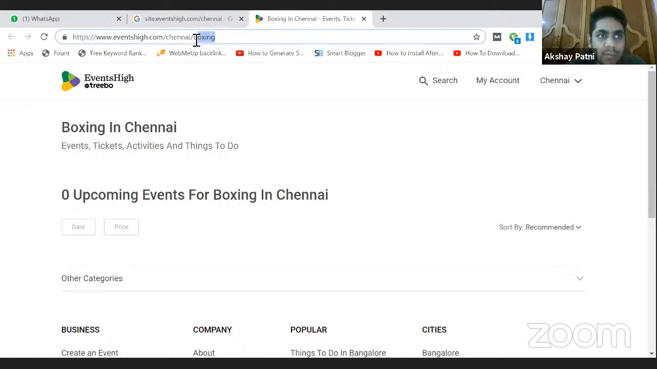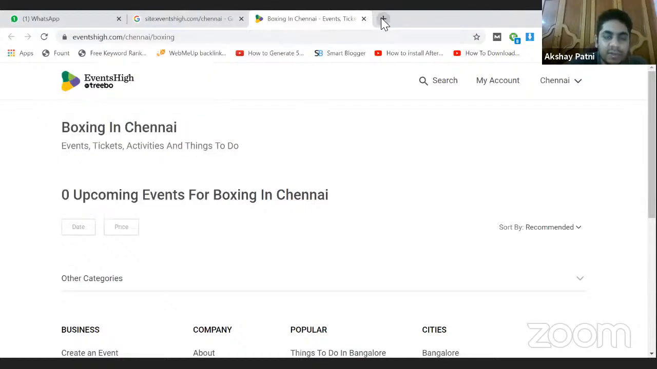For example, I want to rank for boxing in Chennai. So boxing and Chennai, both the keywords are there, right? That's one more thing which you need to take care of. First, your URL slug part should have less than 17 characters. The thing which I have highlighted as of now is called the slug. Again, I am repeating, whatever is coming after the domain name is called the slug. Here the domain name is eventhigh.com. www is called a subdomain, and https is called a protocol, right?